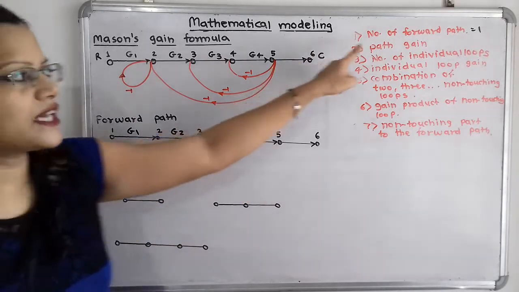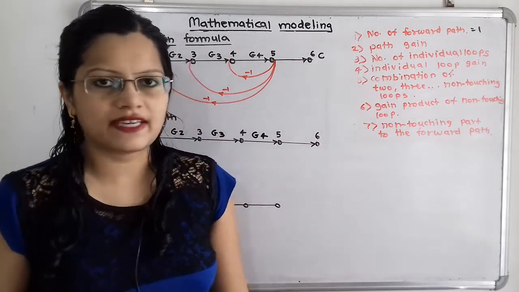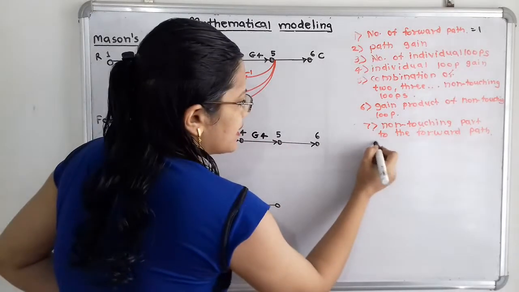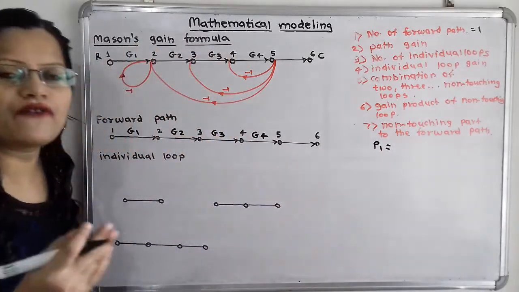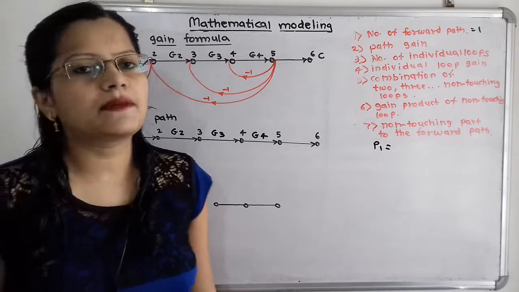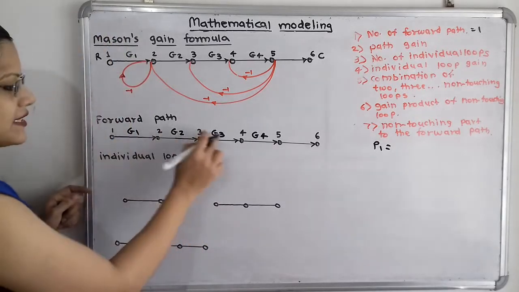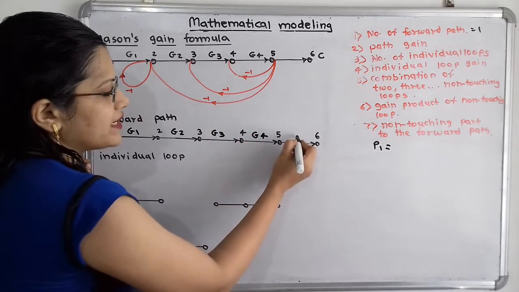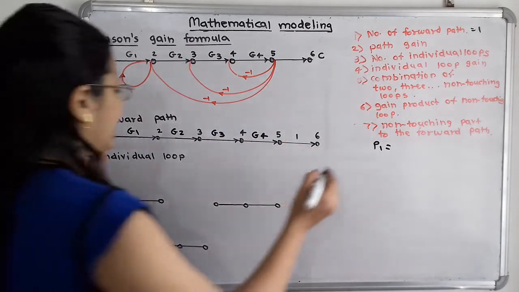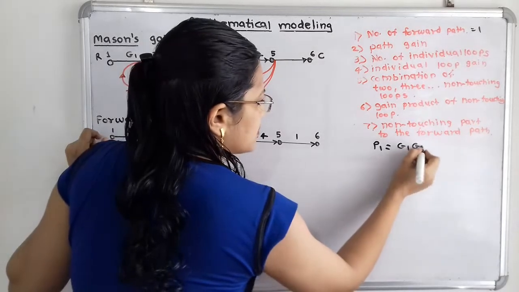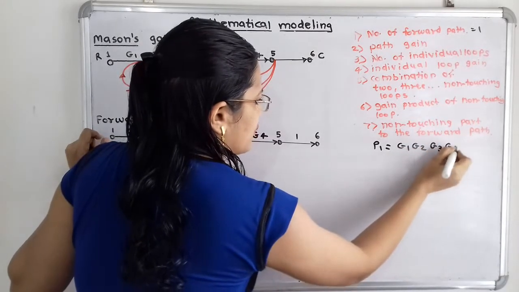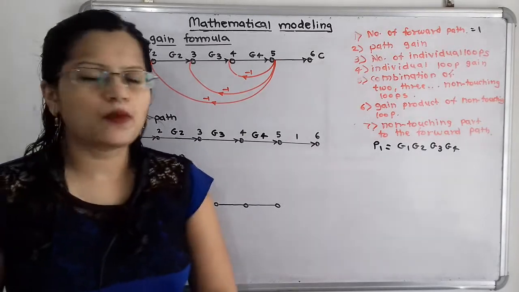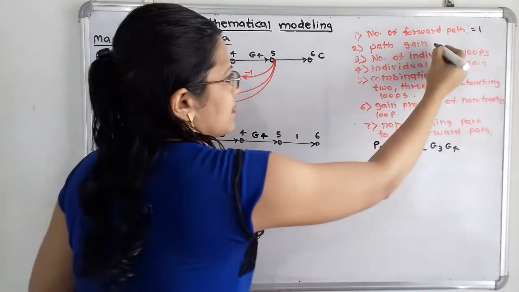Now the second step is we have to write the path gain. So for this first forward path we will say path gain P1 is equal to, how can we write, the multiplication of all these gains, that is G1, G2, G3, G4, and here there is no gain, that means here it is 1. So I will write here G1, G2, G3, G4. So this is the path gain. Now we will move to the next point. So this point is also completed.